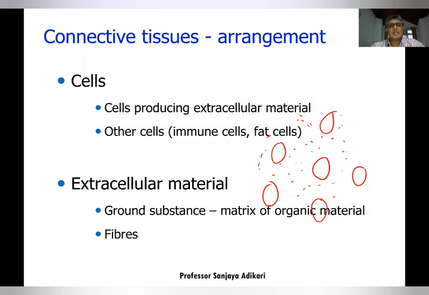Then when it comes to cells, there are two types of cells. Now, one type is the cells that produce the extracellular material. Now, if this is a cell, this will secrete this extracellular material that is there, which I have shown with dots.